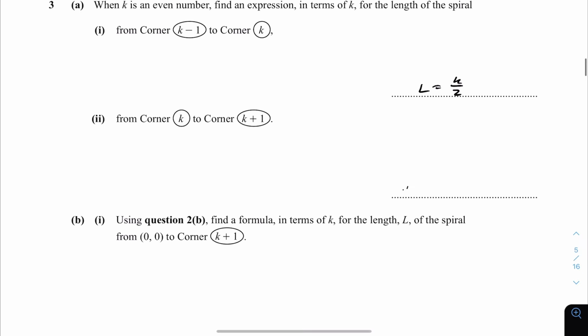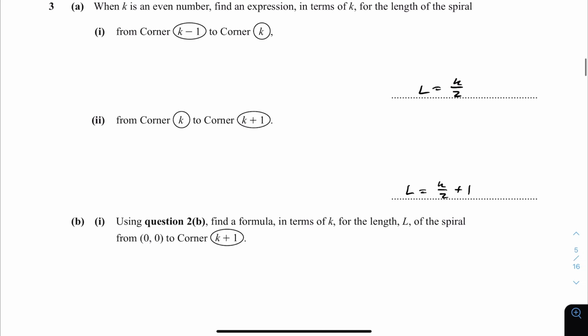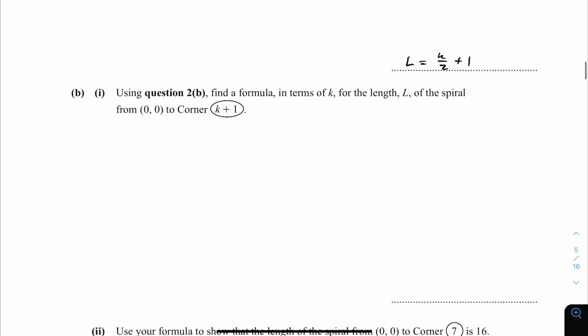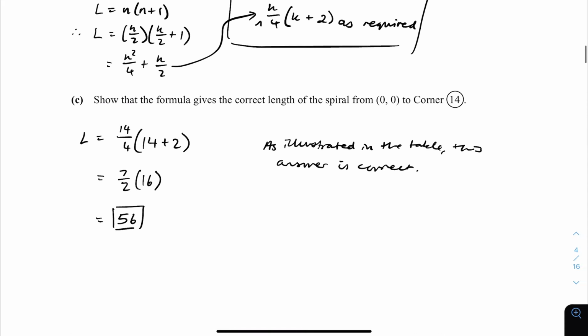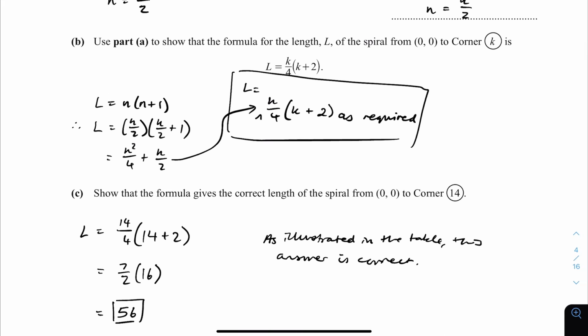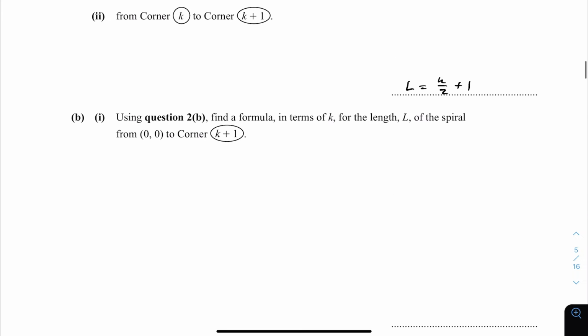So in this respect, we're getting really simple answers, and we're being very efficient about it. Plus 1. So using question 2b, find a formula in terms of k for the length L of the spiral from 0, 0 to corner k plus 1. So 2b, that's over here: k over 4 times k plus 2. So it's saying from 0, 0 to corner k plus 1.